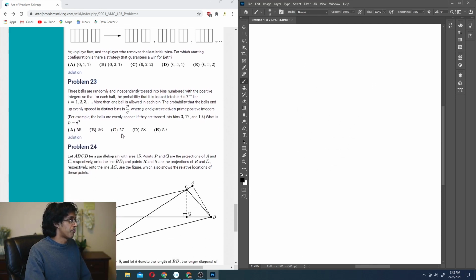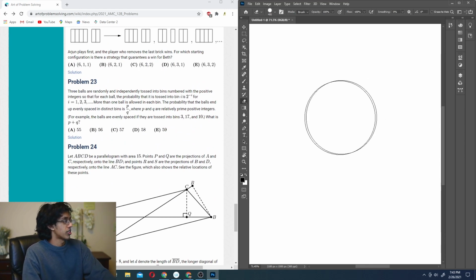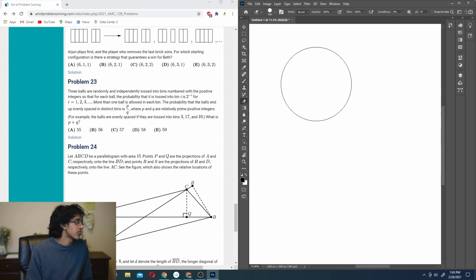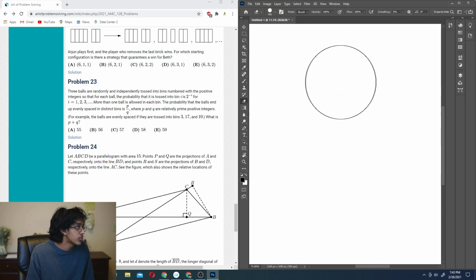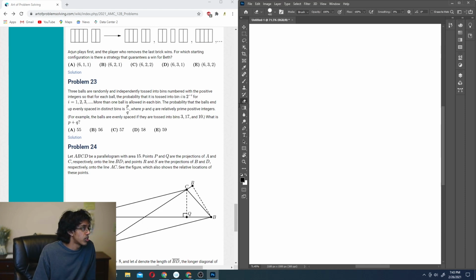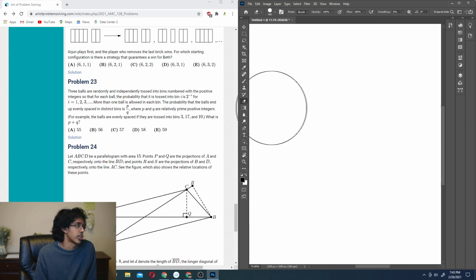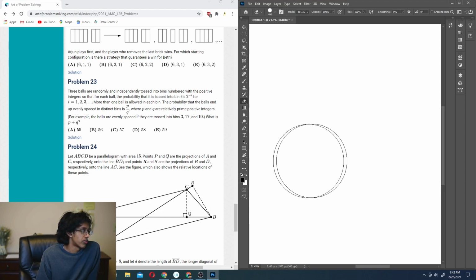Okay. Problem number 23. 3 balls are randomly and independently tossed into bins numbered with the positive integers so that for each ball, the probability that it is tossed in bin i is 2 to the negative i. More than 1 ball is allowed in each bin. Find the probability that the balls end up evenly spaced in distinct bins. Oh, I see. So 3, 17, 10 mean there's a difference of 7 between each one.